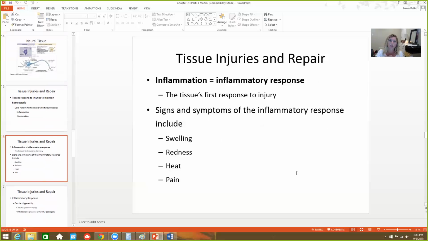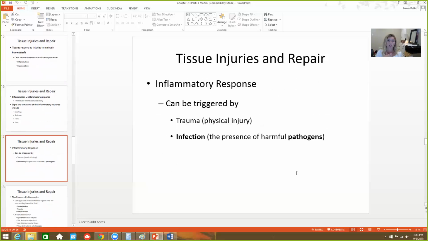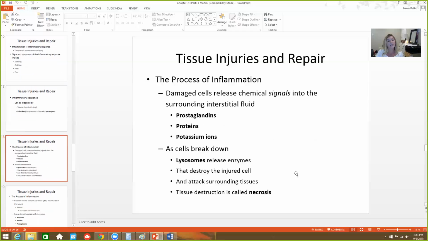So this is swelling, the redness, the pain. You would remember this from anything from getting a paper cut to having a full-on systemic reaction, like when you have a fever. All of that is the inflammatory response. So it's usually triggered by physical trauma or by some type of infection or pathogen. So in this process, whatever's been damaged is going to send out signals. These signals can be in the form of proteins, potassium ions, or something called a prostaglandin.